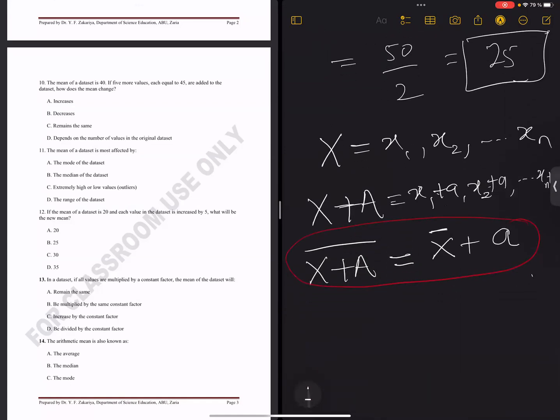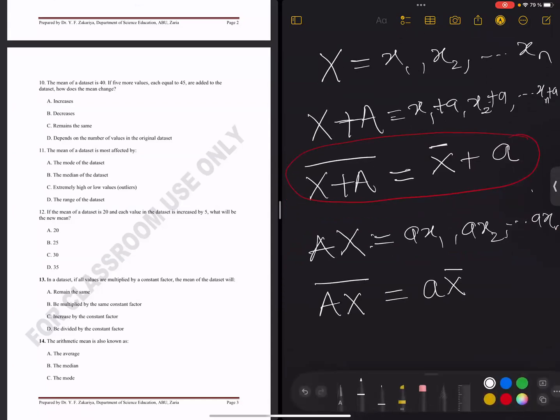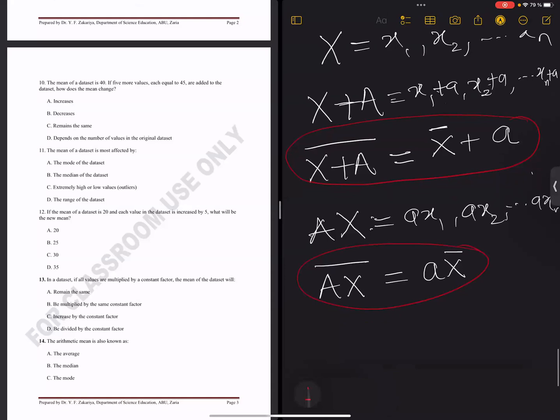The one we did before is when you multiply. Instead of saying x plus a, you now say ax. That is, you are multiplying each number in the data set by a constant: ax1, ax2, dot, dot, dot, axn. So the mean of this data set is going to be that constant multiplied by the mean of the original data set. Please take note of this. These are some of the technical problems you can have in the exam that will make you think a little bit before you choose the option.